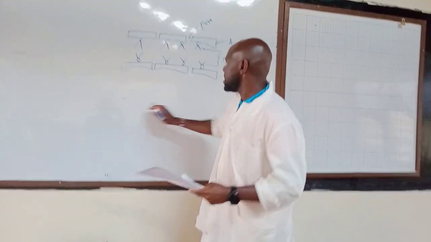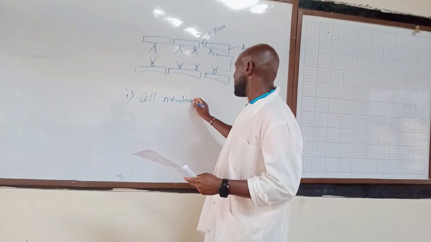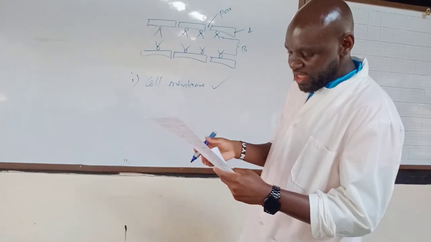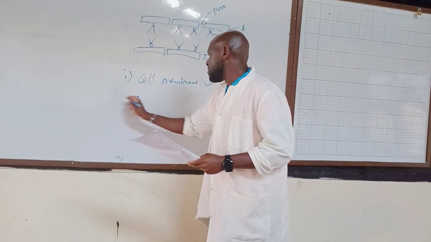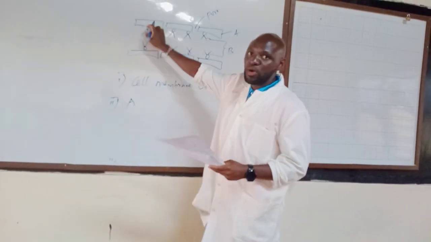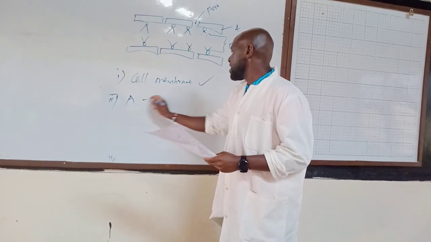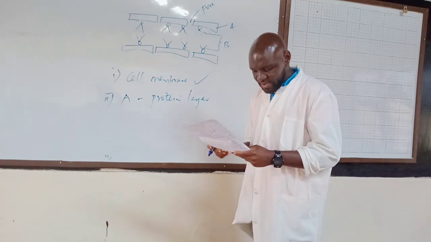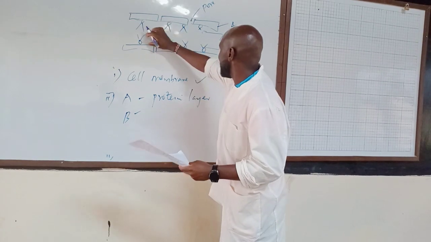If you look at this one, this structure can only be a cell membrane or a plasma membrane. It is the one that looks like this. And then you are told to name the parts labeled A and B. For A, we see that the cell membrane is made up of protein molecules. So this one is a protein layer. Yes, A is the protein layer. And then B, this part here, you can see there's a layer up here and a layer down here.